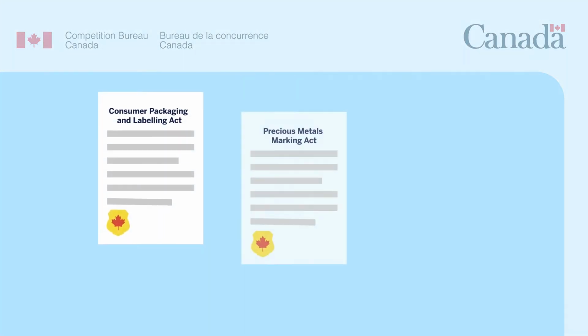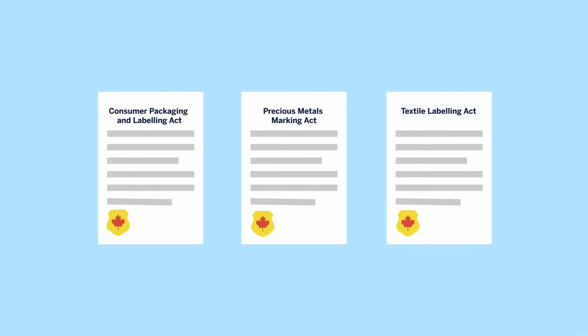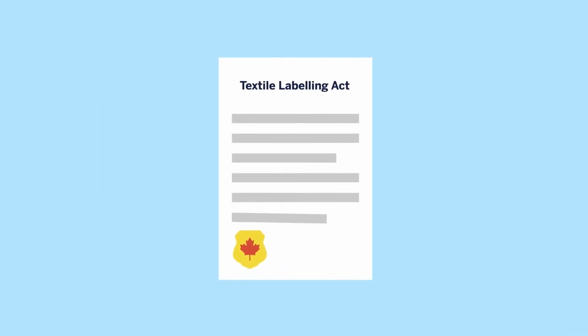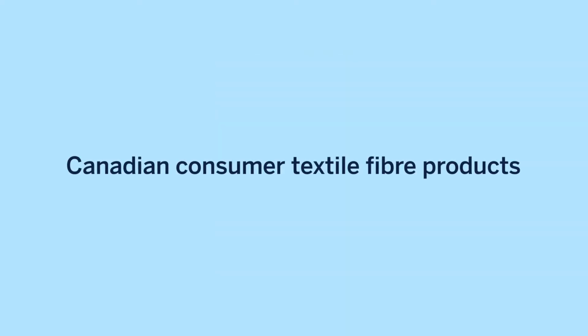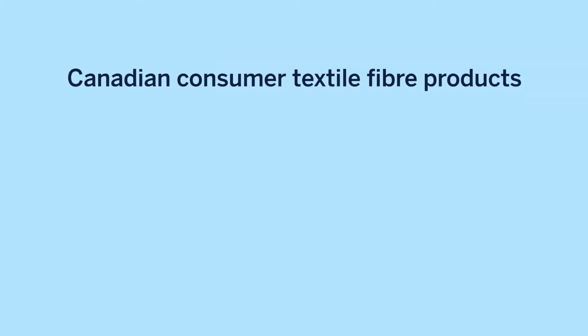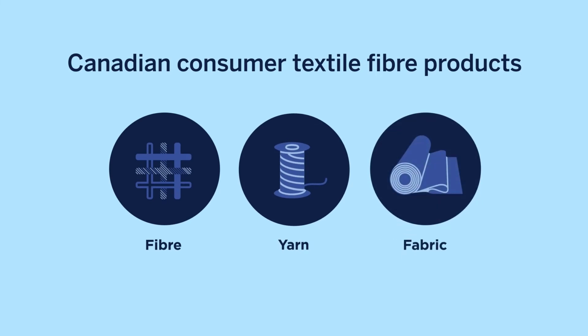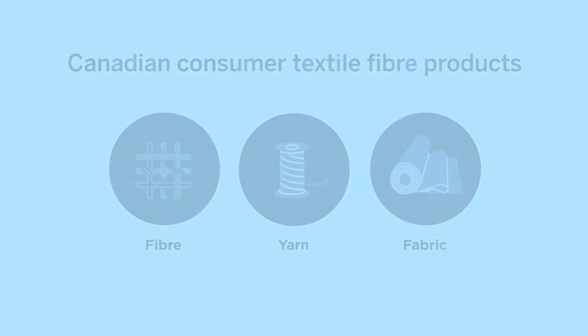Canada has 3 labeling laws that the Competition Bureau enforces. Let's delve into some important details of the Textile Labeling Act. The Act applies to consumer textile fiber products. A consumer textile fiber product is any consumer textile article and any textile fiber, yarn, or fabric sold to consumers directly. This definition does not include textile fiber products that are used to manufacture, process, or finish products for sale.